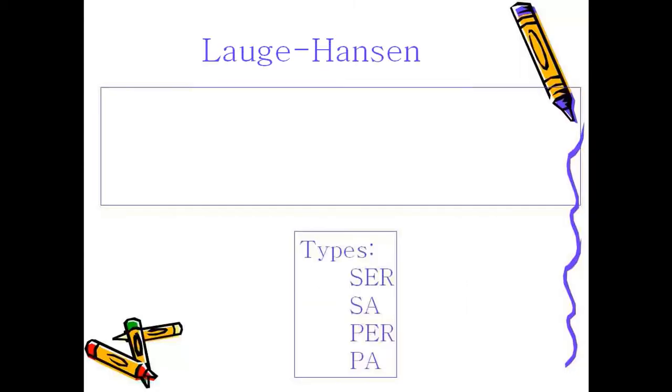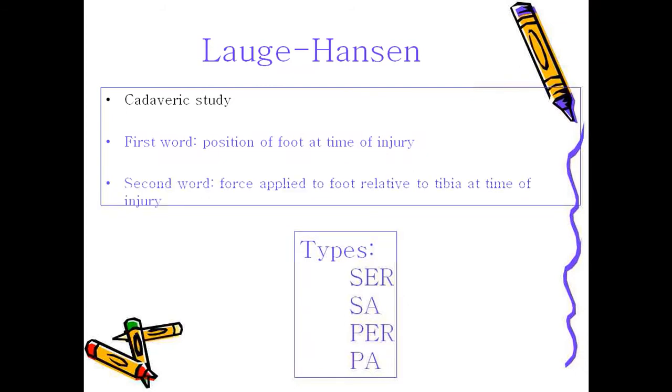So Lauge-Hansen classification has been done with different types, based on different types of mechanism. So you can remember the mechanisms of injuries. One is the pronation abduction, next the pronation external rotation, next supination adduction, then supination external rotation. If you remember this as a mnemonic, you can remember it as paper saucer. Paper saucer. So it's very easy to remember like this.